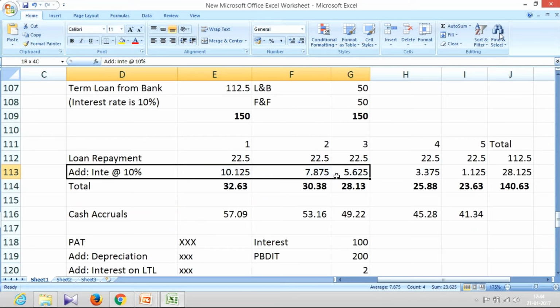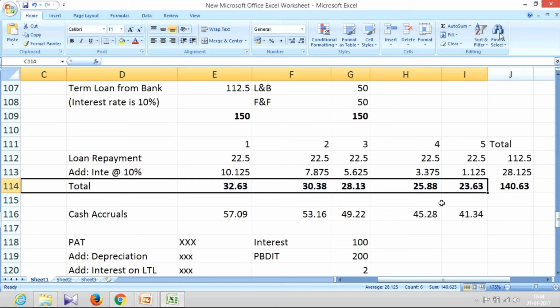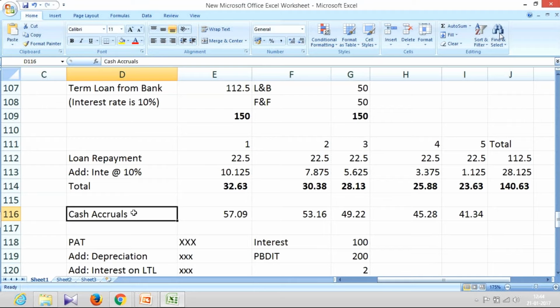So bankers would be happy if you have profit to pay this. They are not going to look at your cash profit, or your profit before tax or after tax or retained profit. They are going to look at what is known as cash accrual. And they would expect that your cash accrual should be at least 1.75 times your obligation. Here your obligation is 32.63. Multiplied by 1.75, your cash profit should be at least 57.09.